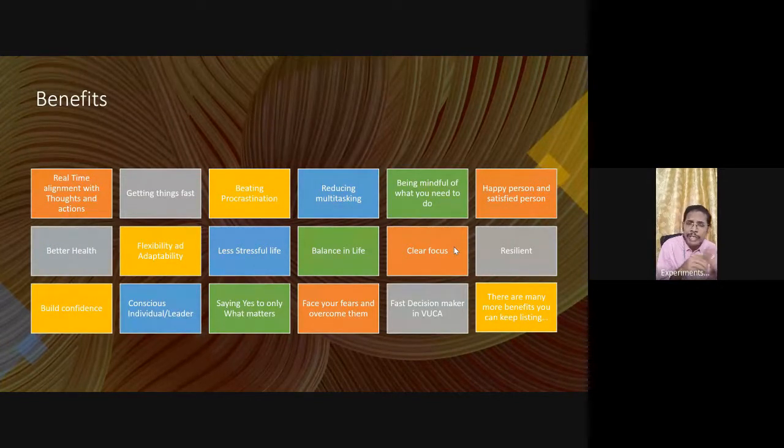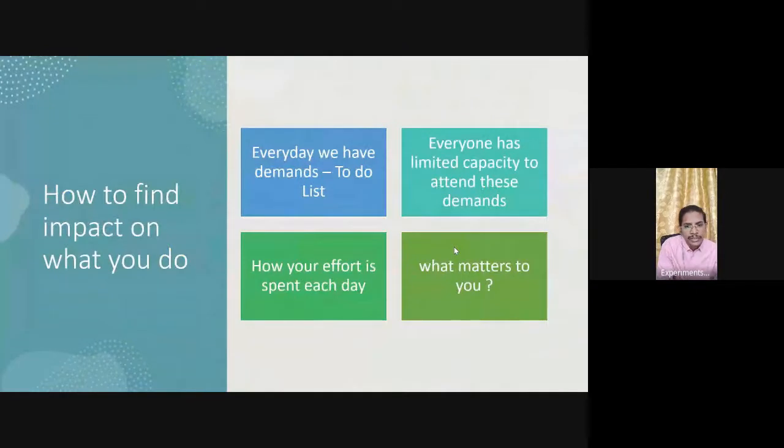There are many more benefits out of this, which you yourself can identify as part of this, right? So one of the things which is common to everyone is, everybody has demands in life. A to-do list. The to-do list may be different, but everybody has a to-do list. Everyone has a limited capacity. When I say limited capacity, everyone has 24 hours to achieve it, right? Even Bill Gates has 24 hours. I also have 24 hours. As a student, you also have 24 hours. As a professor, they also have 24 hours.